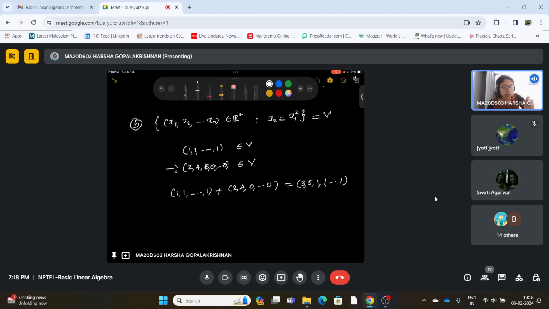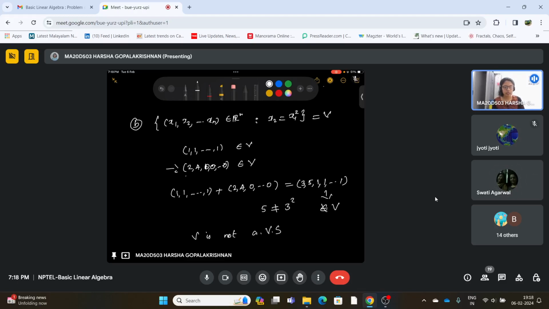So if it belongs to V, what is the condition? x2 should be equal to x1 square. Here 5 is not equal to 3 square. x1 is 3 and 5 is x2. So 3 square is not equal to 5. So it does not belong to V, and the conclusion is V is not a vector space.